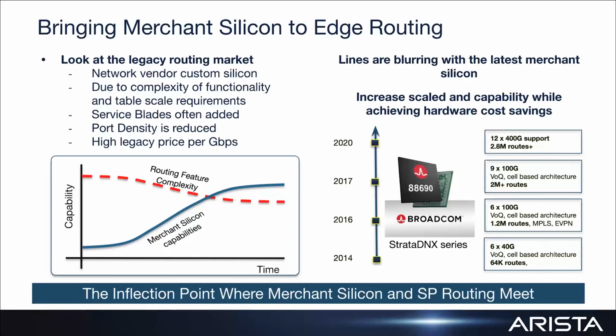Often we may need to add service blades. Port density is often compromised with that custom silicon, and that results in quite a high legacy price per gigabit. And so with the latest merchant silicon, those lines are really blurring in terms of the routing features that are available on merchant silicon, but also the table scale as well. And if we look at the latest generation of chipsets, we actually have very high capacity, both in terms of table scale and in terms of bandwidth.